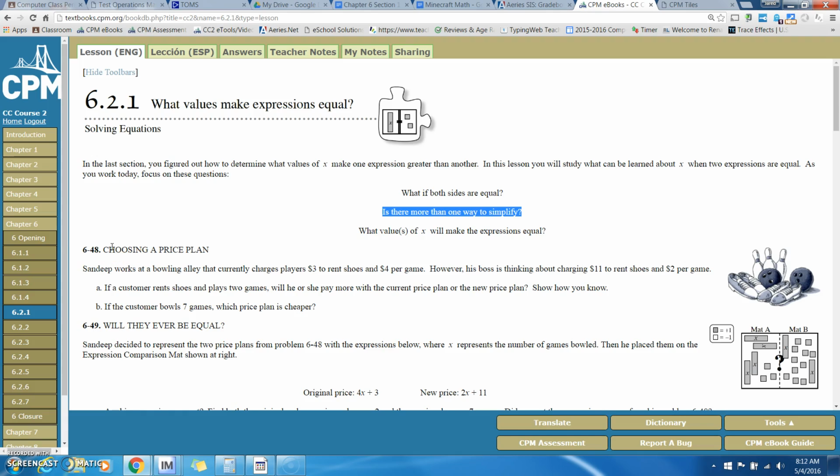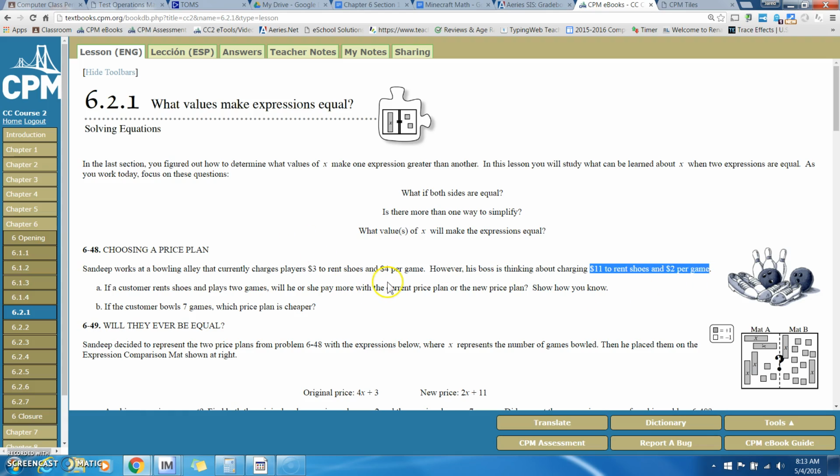So, choosing a price plan. It says Sandeep works at a bowling alley that currently charges players $3 to rent shoes and $4 per game. However, his boss is thinking about charging $11 to rent shoes and $2 per game. So A, it says if the customer rents the shoes and plays 2 games, will he or she pay more with the current price plan or the new price plan? How do you know?